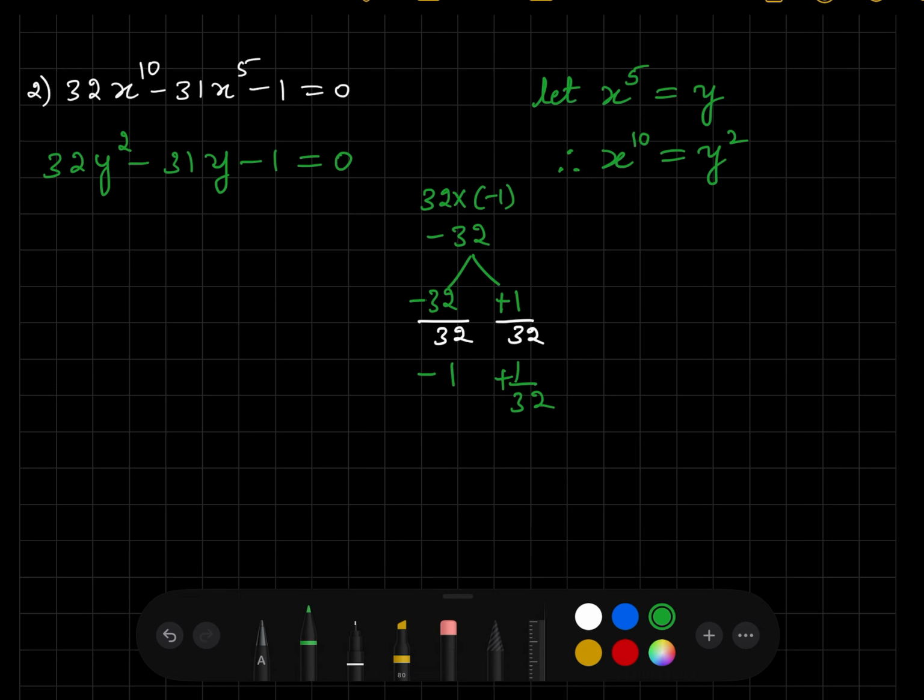So my factors would be y minus 1 and 32y plus 1 equals 0. So either y minus 1 is equal to 0 or 32y plus 1 is equal to 0.